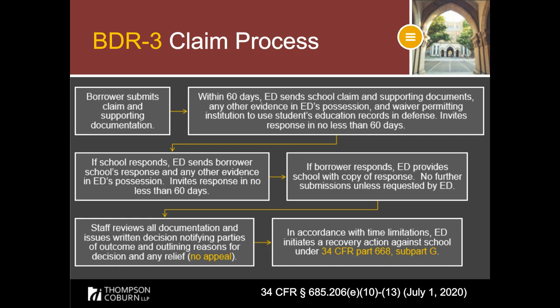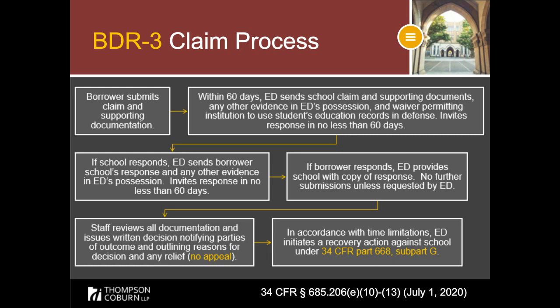So the department has to provide the school with information within 60 days, and then the school gets 60 days. If the school responds, the department then sends the borrower the school's response and any other evidence in the department's possession. So you see the parity here. The idea is you want to give both parties all the stuff that the department's looking at so they can evaluate it and have a fulsome opportunity to respond. And they need all the evidence to do that, right? And they give 60 days to everybody at each stage.